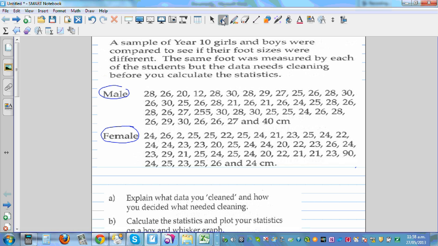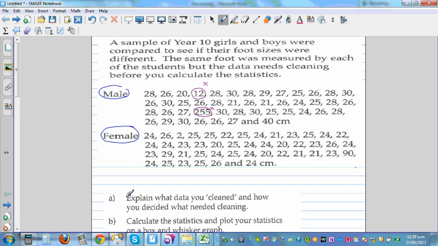Now, before we take the data, you need to do some cleaning. Cleaning is a process of ignoring or deleting those data which does not seem to be appropriate. If you think about a male having a foot size of 12, I would say, well, this is very unlikely, so I would cross that out. So I'm not going to consider this. Then what else can you see? Here is a student with a foot size of 255 centimeter. Well, that also doesn't seem to be proper, so I'm going to ignore that. 40 is possible, so this is cleaning.